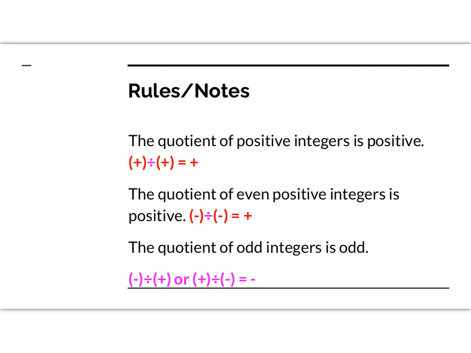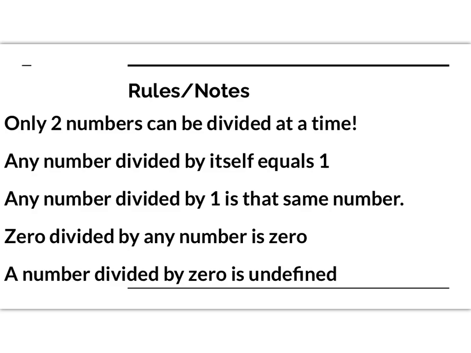We dealt with this in multiplication, but here's the easier thing about division: you can only divide two numbers at a time. An odd number of negatives will give you a negative answer, so it's just like multiplying. Multiplying and dividing are inverse operations, which means they're equal but opposite, and they have the same rules.